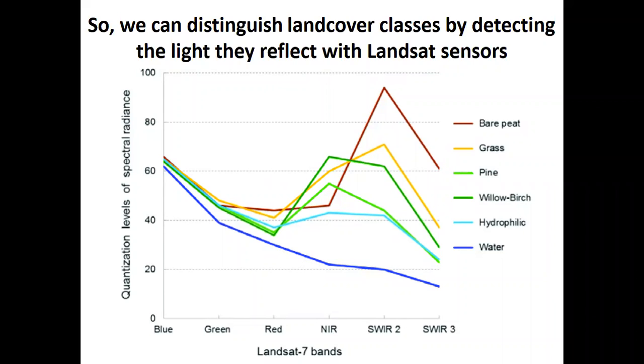So this is how we could learn remotely about the nature of the surface of our planet: different land cover classes and different vegetation types reflect sunlight differently in different parts of the electromagnetic spectrum. So by detecting these in different spectral bands and recording them separately, we could learn a lot about the surface of a planet.